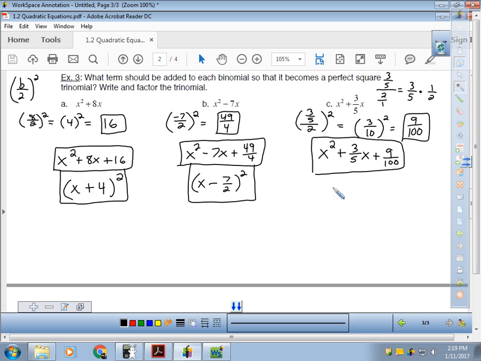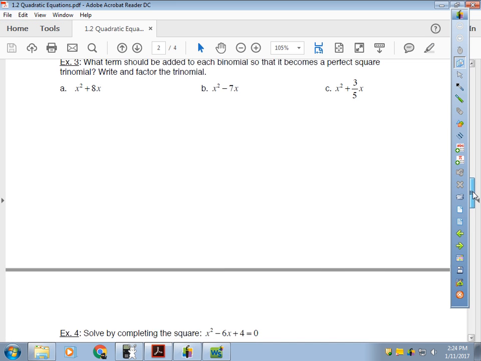And then for how it factors, there's going to be a parentheses with a square, there's going to be an x, and then what goes next to the x is what was in this parentheses, and that parentheses was a positive 3 over 10. And so that's how it would factor. And so there we go, we've created some perfect square trinomials by completing the square. So now, let's take that and apply it to some other problems.